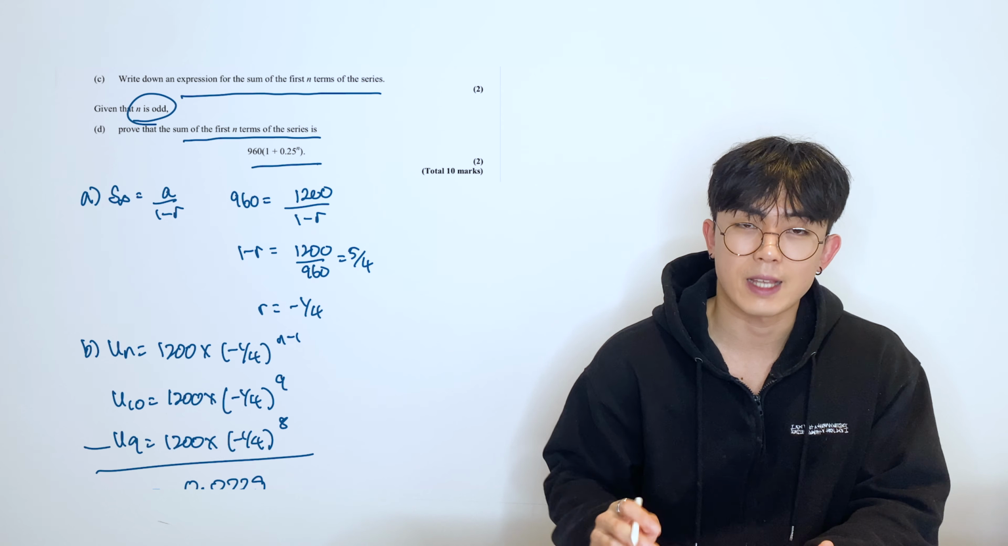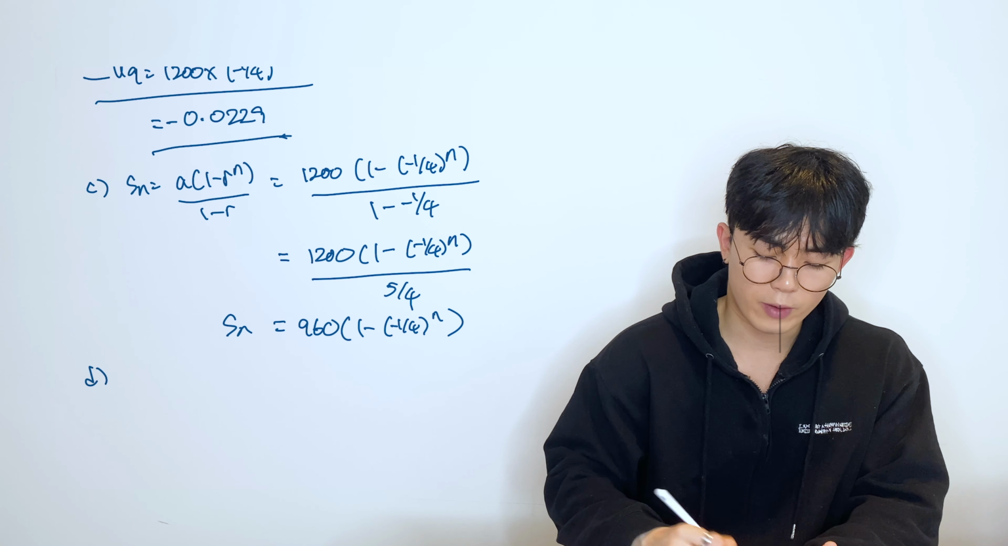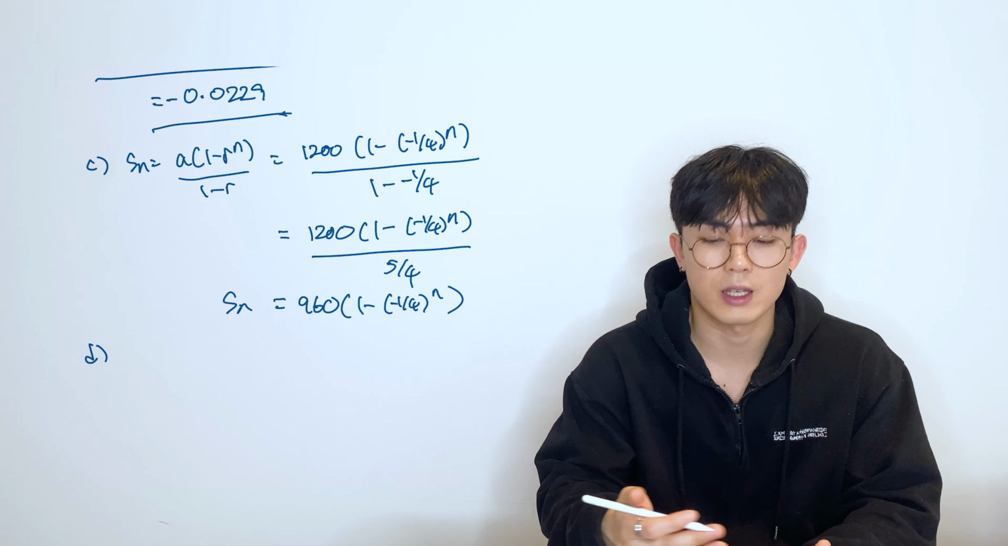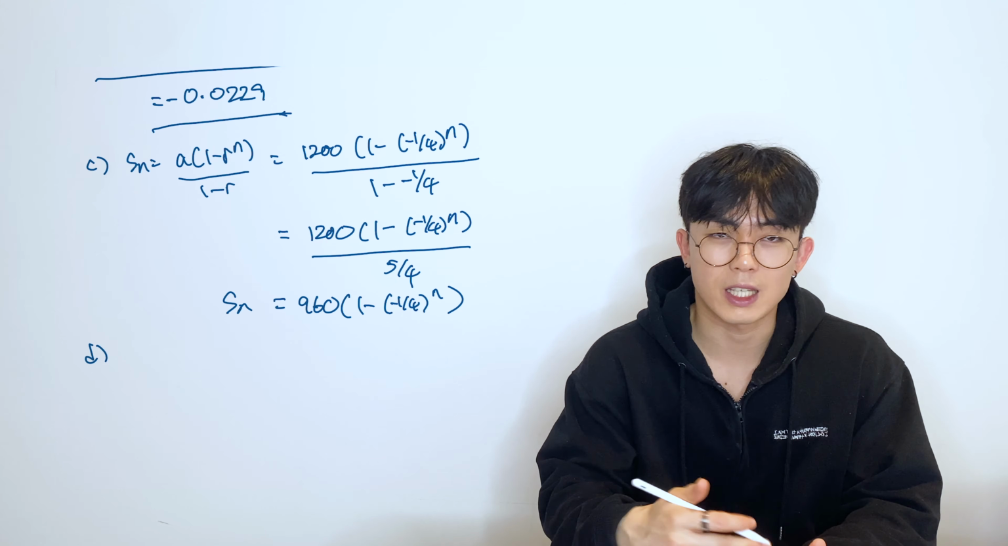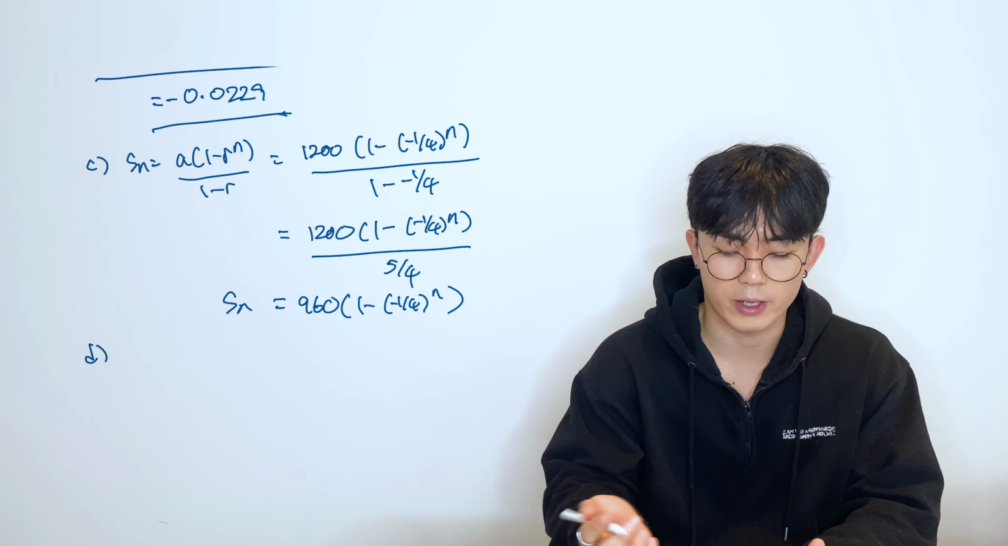And it says given that n is odd. So this is important, or the way we work this out is, if we look at this here, the r value is negative a quarter, right? So for every time we change it, it'll be odd, even, odd, even, odd, even, right? So the minus side will change from minus, plus, minus, plus, minus, plus.